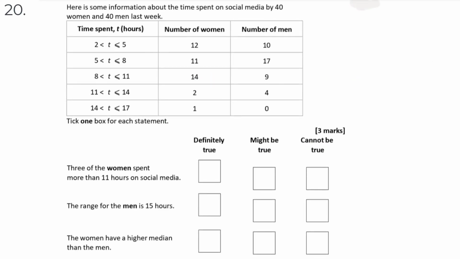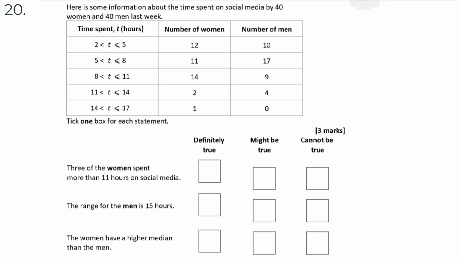Here is some information about the time spent on social media by 40 women and 40 men last week. So we've got time spent, and that's been grouped together. We've got 2 to 5, 5 to 8, 8 to 11, 11 to 14, 14 to 17. And we've got number of men and number of women listed separately. So tick one box for each statement. 3 of the women spent more than 11 hours on social media.